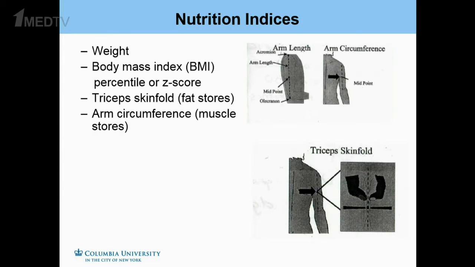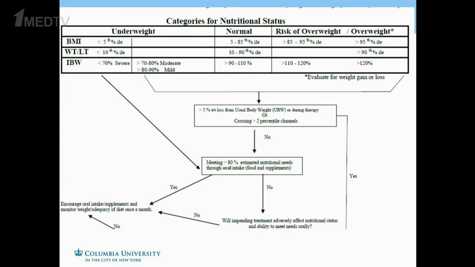Tricep skin fold requires a caliper, and not all children are comfortable with it, but you have to pinch the fat underneath here and then measure, and that will give you a sense. But mid-upper arm circumference is quite easy to use. And there have been several algorithms developed in order to prompt nutritional care.